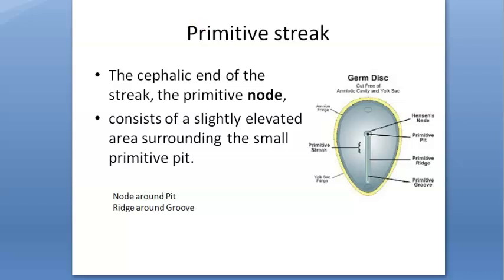Primitive node, primitive pit, primitive groove, primitive ridge. So where is the primitive node? Primitive node is cephalic. It's more towards the head side, right? What is it around? Node is around pit, and ridge is around groove. This much you have understood now. So you were drawing those 2 layers. You remember what is that amniotic, what is that yolk and all that?